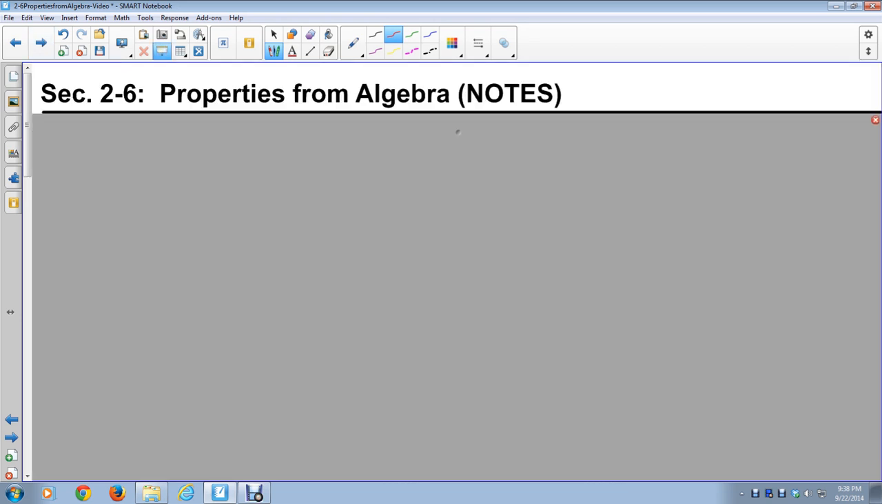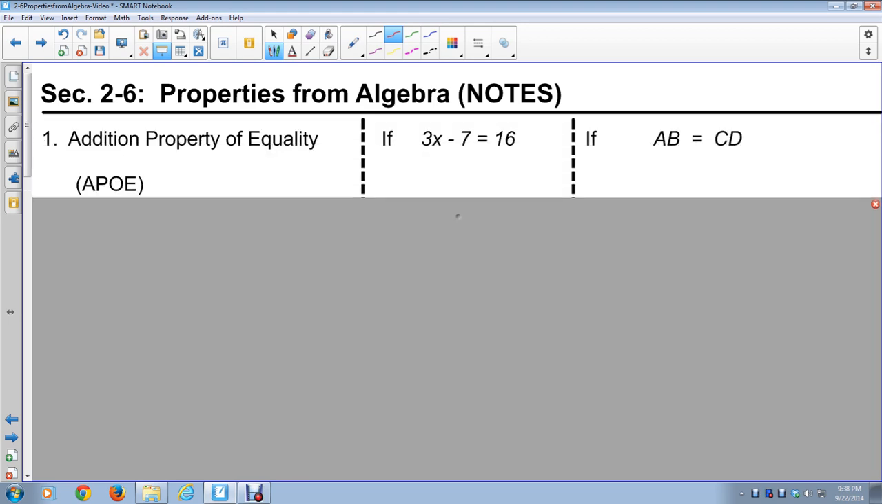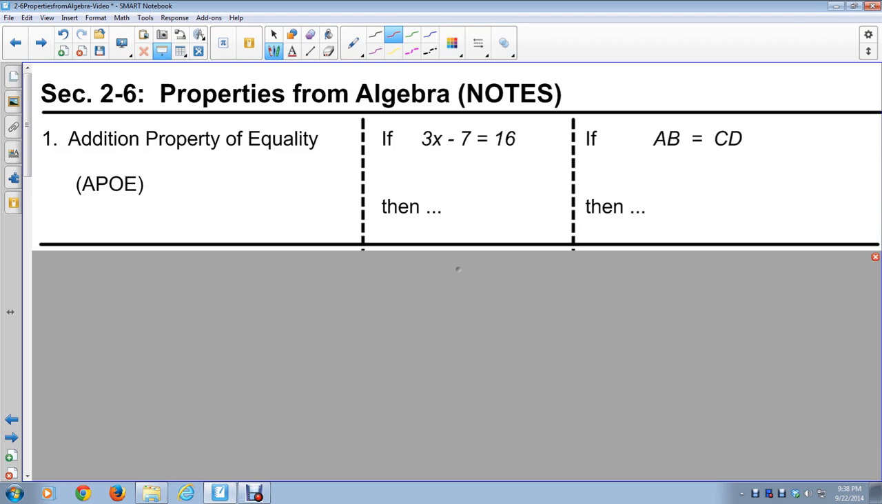Join me on your note sheet. We're going to again look at properties from algebra. I'm in section 2.6 in your textbook, so you could reference page 136. These properties are all listed there. They give you pretty abstract examples. I'm going to start by giving you a concrete example of an algebra equation, something that should make a lot of sense, and then I'm going to show you how this might look a little bit different when we start to put it in terms of geometry equations.